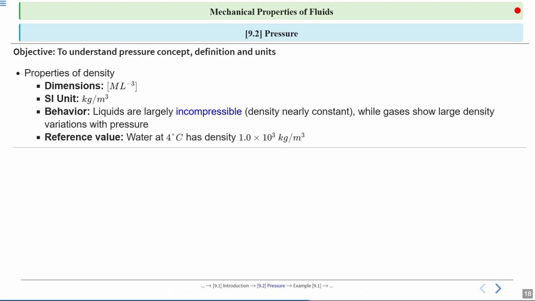And last, reference value. Water at 4 degrees Celsius has a density of 1.0 into 10 raised to the power 3 kilogram per meter cube. This is a standard reference point used in many calculations and experiments.